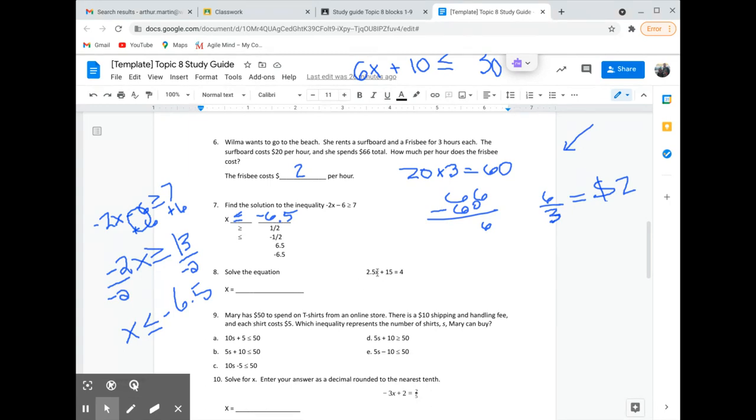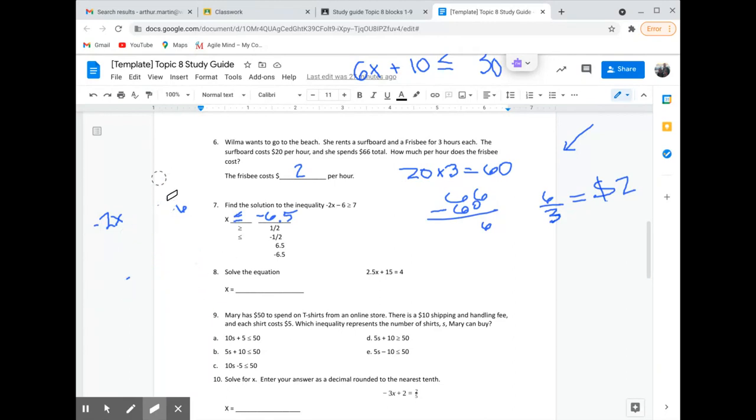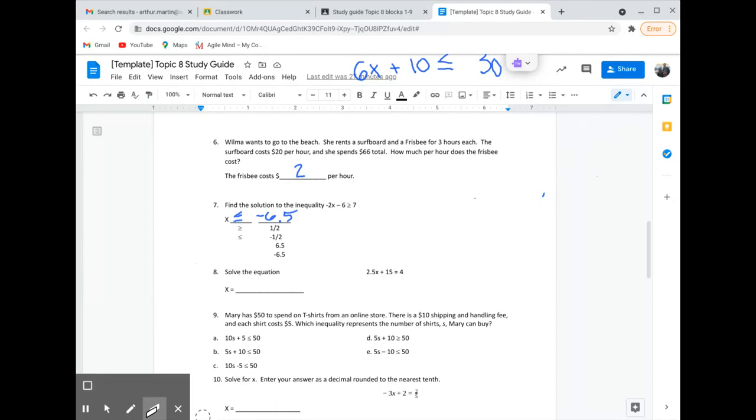What could we do to solve 2.5x plus 15 equals 4? What's the first step? We've done it in the last 2 problems. Get x by itself. Correct. We want to get x by itself, so we need to make a what pair? Zero. Yeah, we're going to make a 0 pair. So first thing we're going to do is make that 0 pair by subtracting 15.